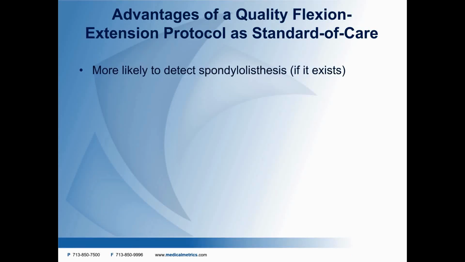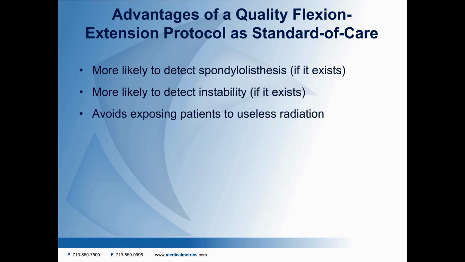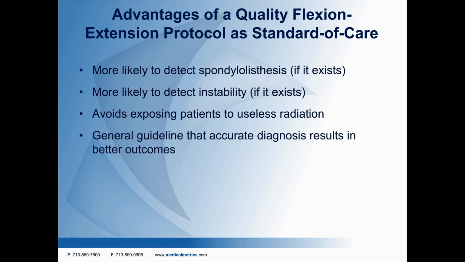Clinical sites would achieve multiple advantages if they adopt good spine flexion extension protocols. These advantages include a higher probability of detecting spondylolisthesis, if it can occur, and a higher probability of detecting abnormal motion, if it can occur. Use of a protocol where there is minimal motion between flexion and extension may fail to diagnose abnormalities, and is therefore unjustified use of radiation.